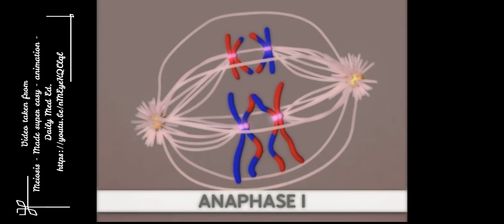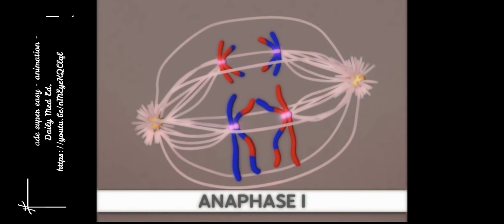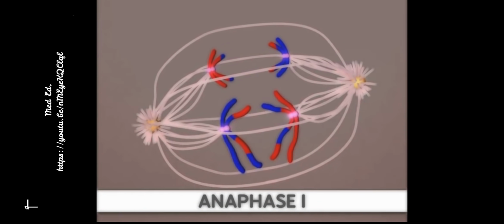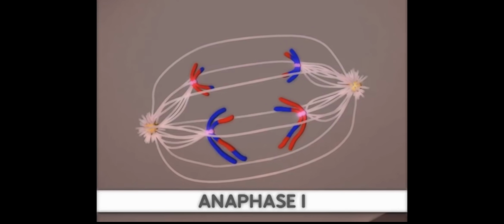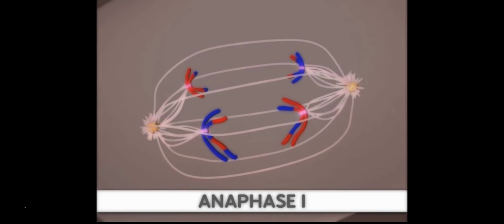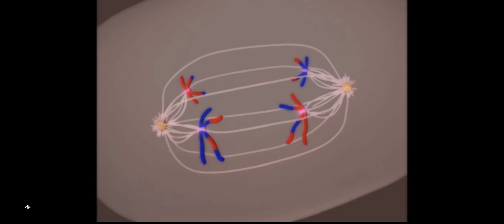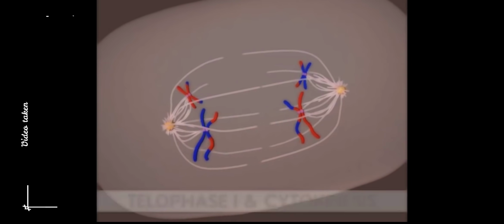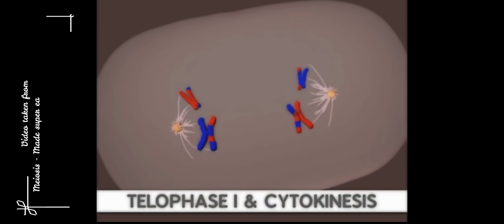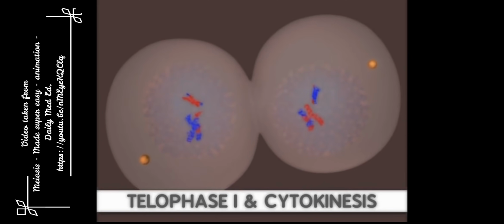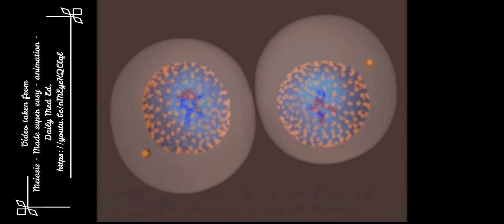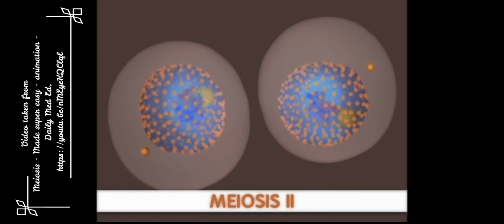The next phase is anaphase 1. During this phase, homologous chromosomes separate and migrate to the two poles of the cell. Importantly, the sister chromatids remain attached at their centromeres. The final steps of meiosis 1 are telophase 1 and cytokinesis. Here, the cell divides into two daughter cells. Each of these two cells now undergo meiosis 2.